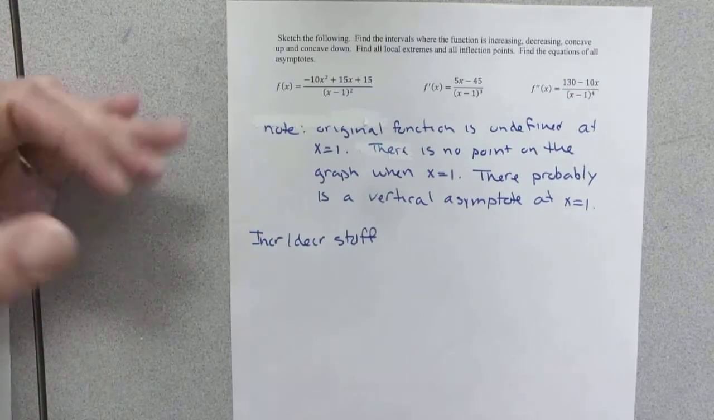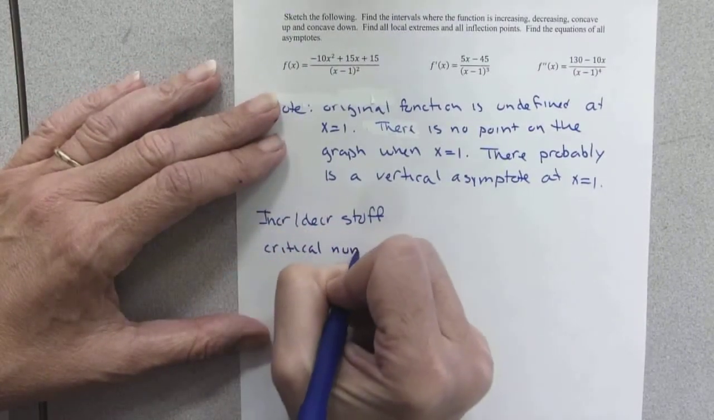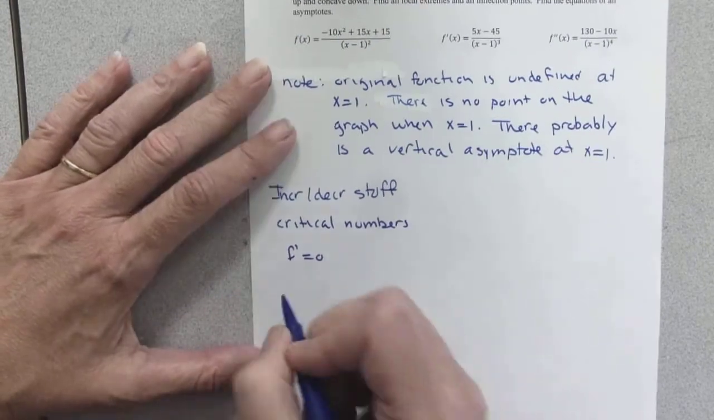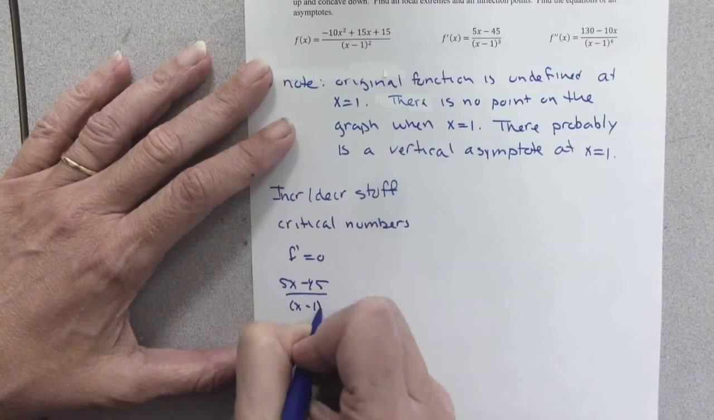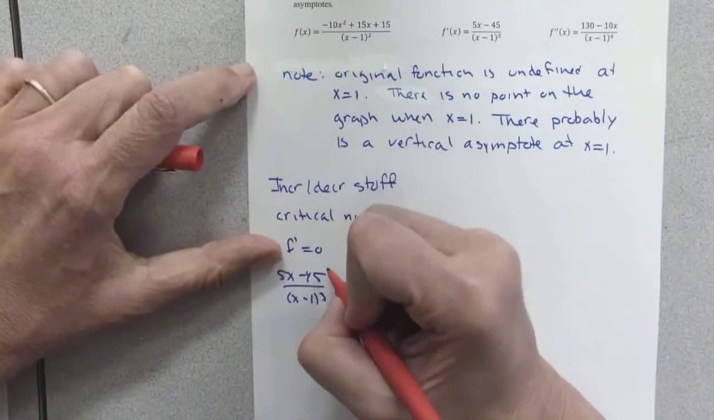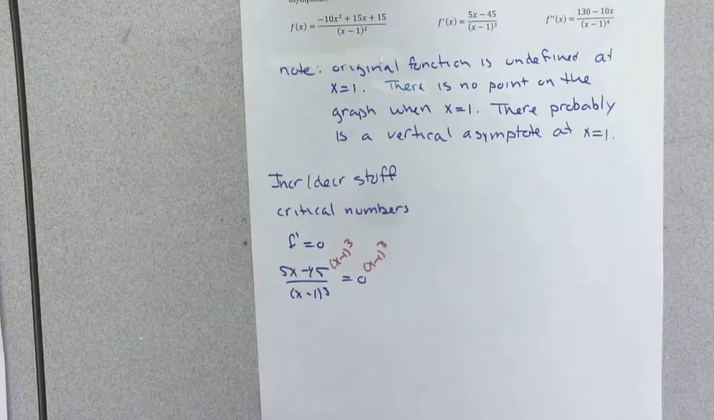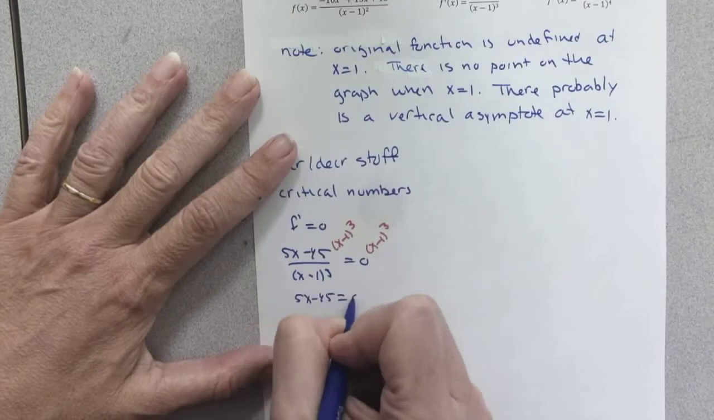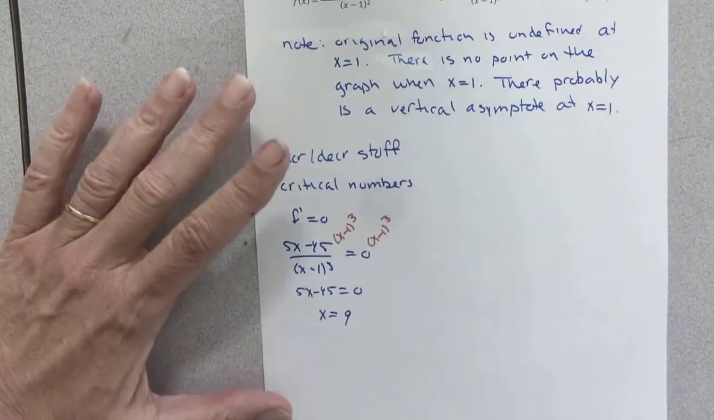I already have my derivative, so I don't have to calculate it. Critical numbers. Derivative equal to 0. Clear that fraction, equations with fractions. Clear the fraction. So get 5x minus 45 equals 0. Without too much fuss, that's going to give me x equal 9.